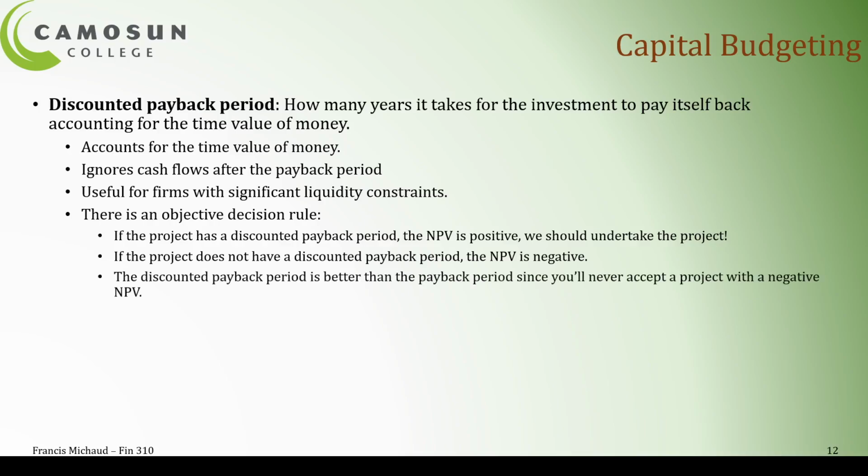So basically, this is an objective decision rule. We can do the project if there's a discounted payback period, and we don't do the project if there's no discounted payback period. And this is what I say here. The reason I much prefer the discounted payback period over the payback period is that with this method, you'll never accept a project with a negative NPV, because if a project doesn't pay itself back, you should never do that project. So if the second case here is what happens in the real world, then obviously we shouldn't undertake that project.